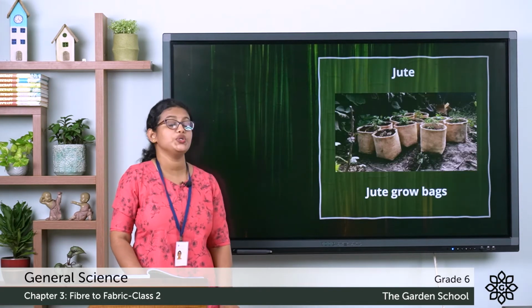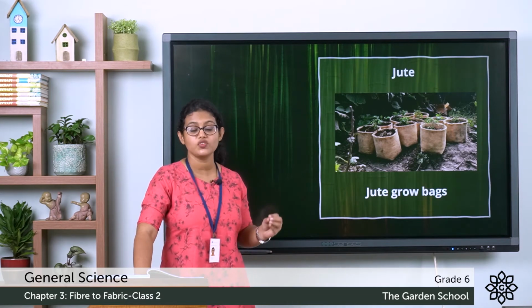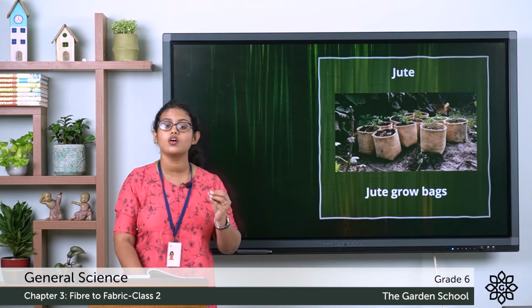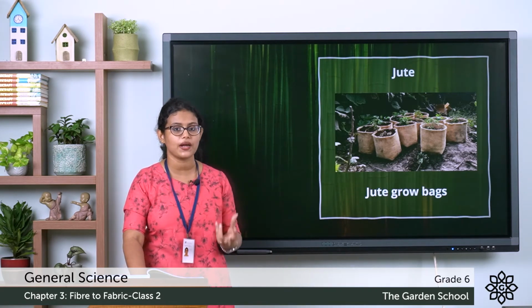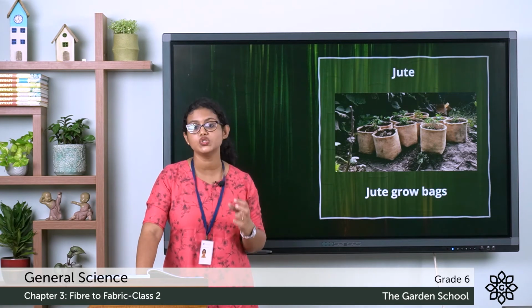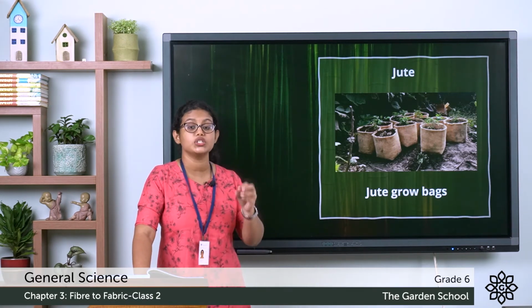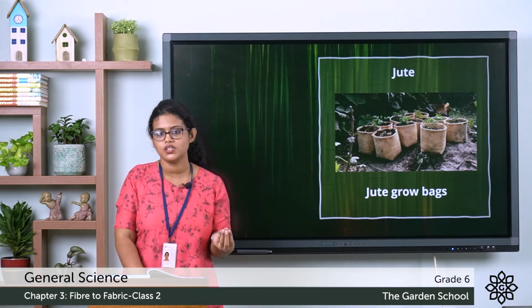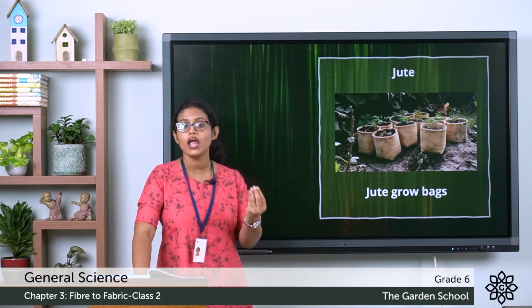Then here you can see the picture of jute grow bags. So have you seen these jute bags? These jute grow bags are used for planting saplings. So these saplings are planted along with the jute bag without disturbing their roots. So the jute bag allows the roots to breathe air. So the proper air circulation helps the plant to grow healthy.